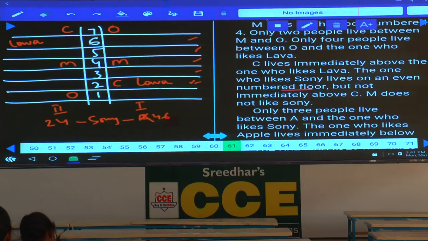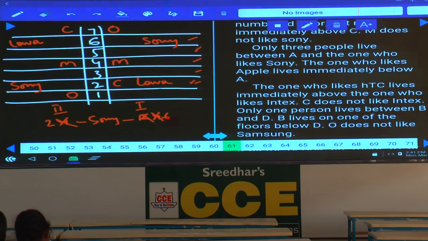But not immediately above C. M does not like Sony. As M does not like Sony, in the first case, 4 is ruled out. In the second case, also 4 is ruled out. Then this Sony must be in the first case on the sixth floor. And in the second case, the one who likes Sony must be on the second floor. Done with this?